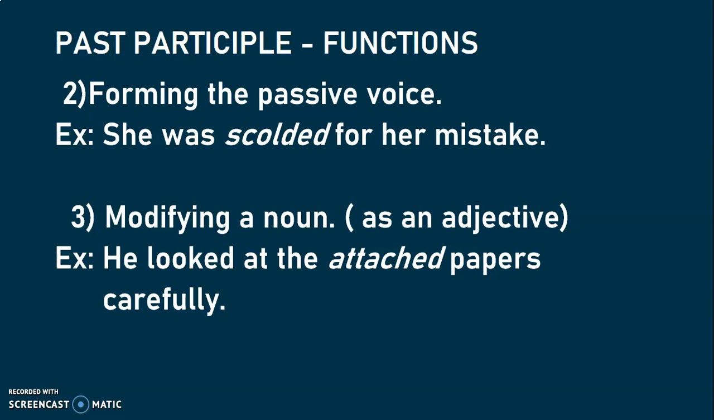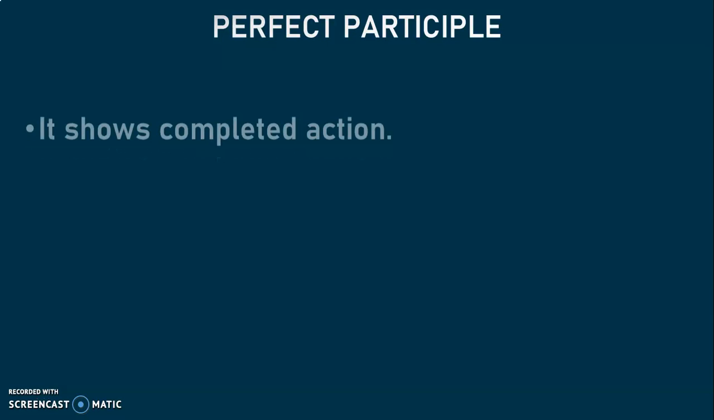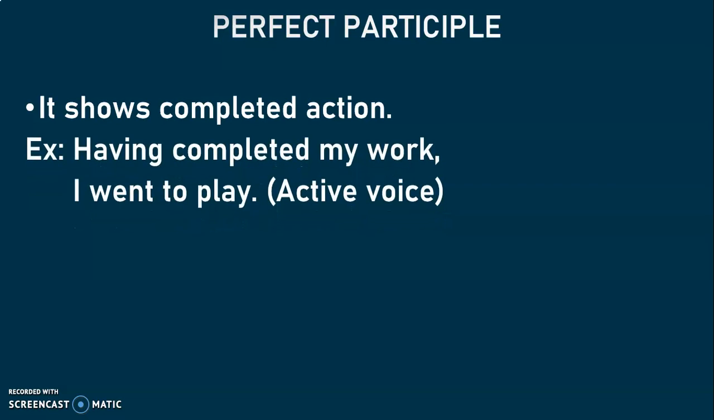And the third form of participle is perfect participle. When two completed actions are mentioned in a sentence, perfect participle is used with the first action, which helps us to understand that the action is complete, that that was the first action which was completed. So, perfect participle shows completed action.